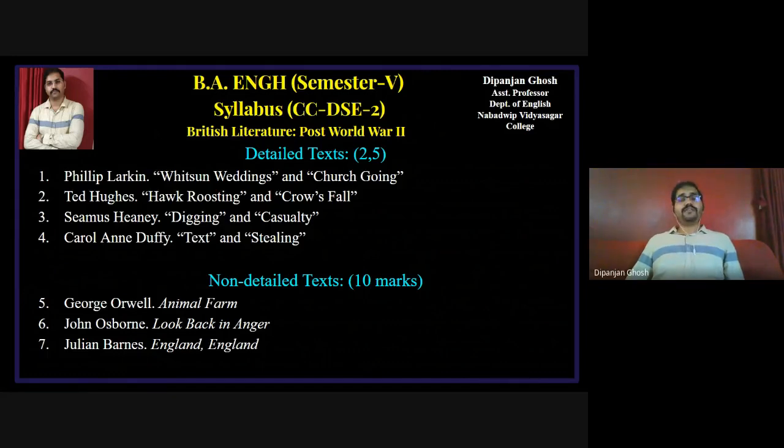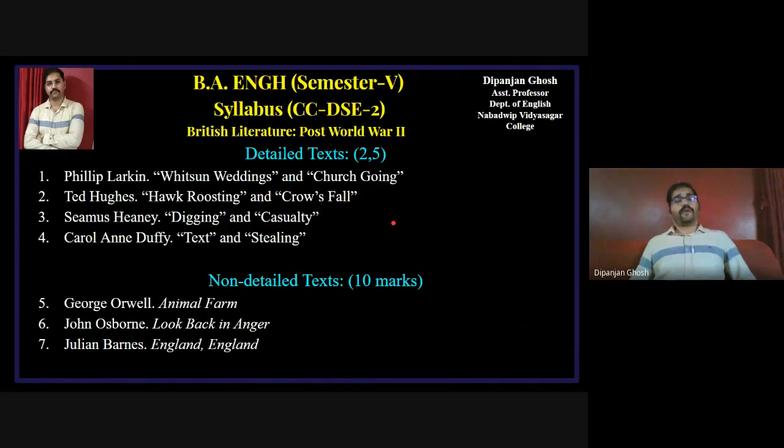These are significantly present in the book that I have mentioned earlier, the Anglo-American poems by Thomas. You will find them present here. Under the non-detailed text, that is of 10 marks, you will find three texts mentioned. The first is Animal Farm by George Orwell. The second one is Look Back in Anger by John Osborne. The third one is England, England by Julian Barnes.